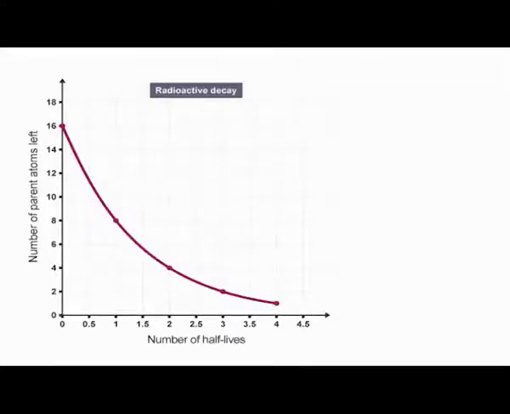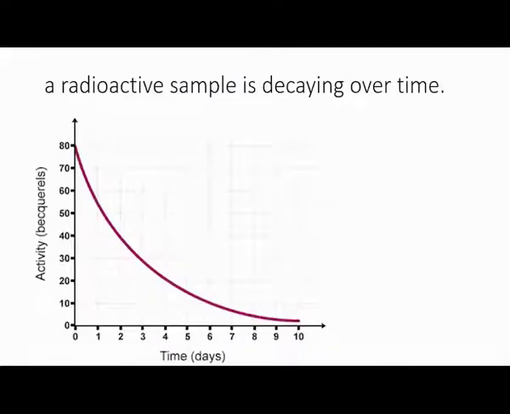Then we move to half-life and radioactivity. Students are also expected to be able to define half-life and be able to find the half-life from a decay curve. For example, we have the curve here, the radioactive sample decaying over time. So in this case, we have the activity on the vertical axis and time in days on the horizontal axis.